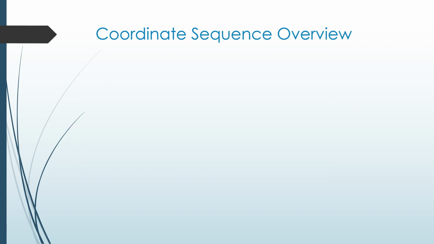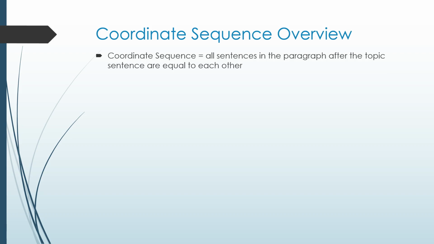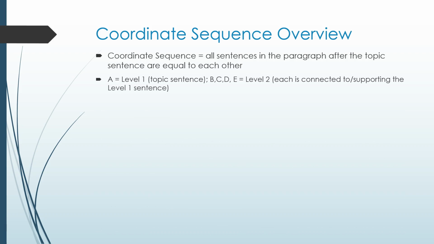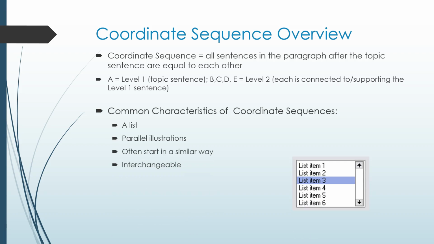The first type of paragraph that we're going to look at is a coordinate sequence, where all the sentences except the topic sentence are coordinate with each other. This means that while the topic sentence is a level 1, every other sentence in the paragraph will be level 2. Coordinate sequences also have a number of common characteristics, which you'll get to see illustrated on the next slide. Coordinate sequences are often presented as a list of parallel examples. They often start the same or in a similar way, and the sentences themselves are interchangeable. Let's take a look at how that works with this example.